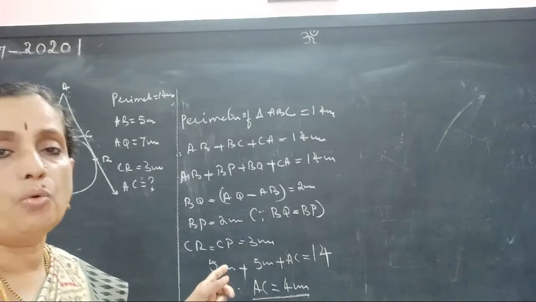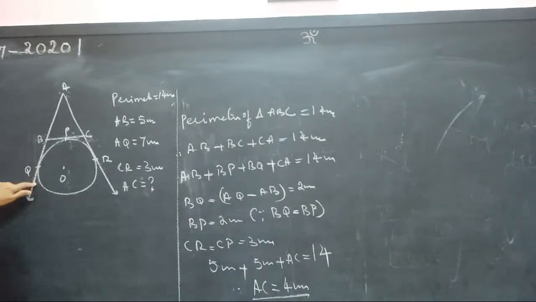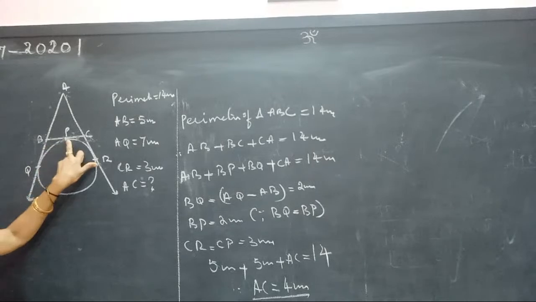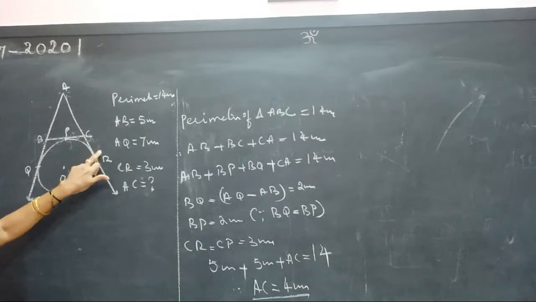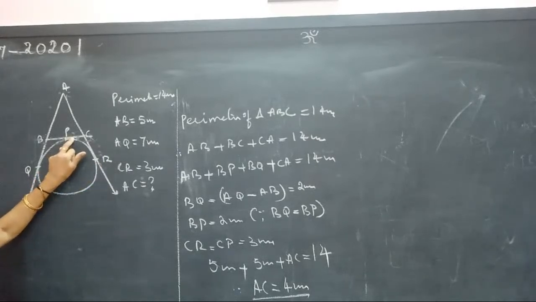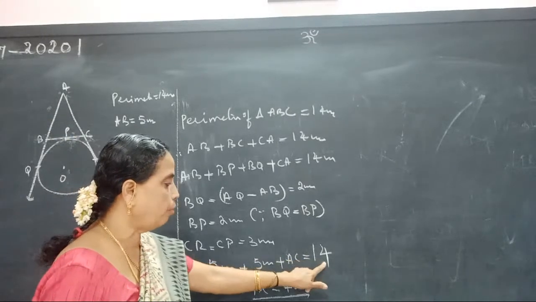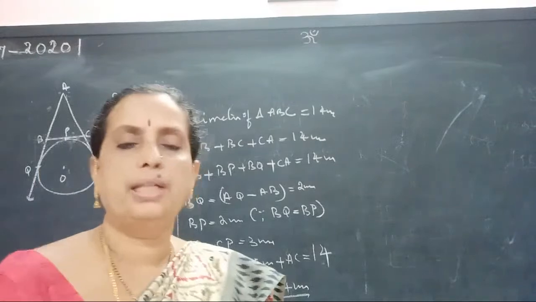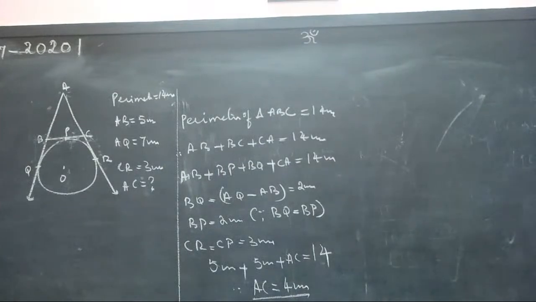Is it clear? You want this explanation again? Here it is given AQ, subtract AB, you will get BQ, where BQ equals BP, they are the pair of tangents. So this will be 2. CR is 3 centimeters given. CR is equal to CP. It is 3. 3 plus 2, 5. Already 5 is 5. Subtracting from total perimeter, you will get the length AC as 4 centimeter. Is it clear to everybody? Is it clear? No answer, no response.